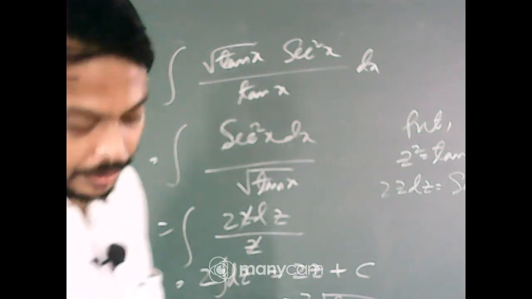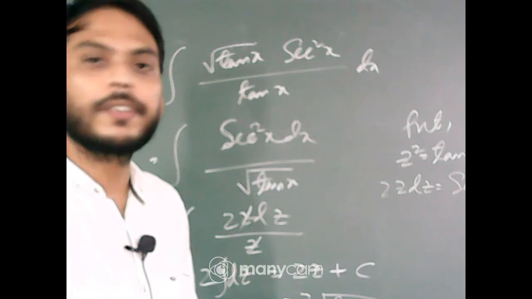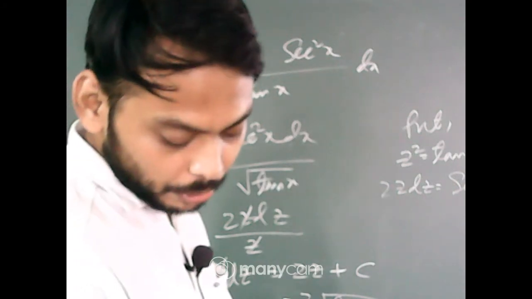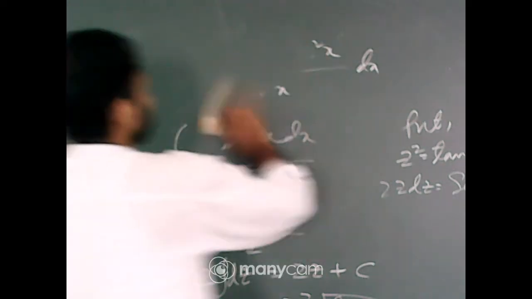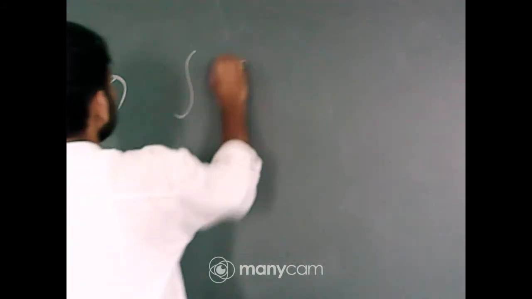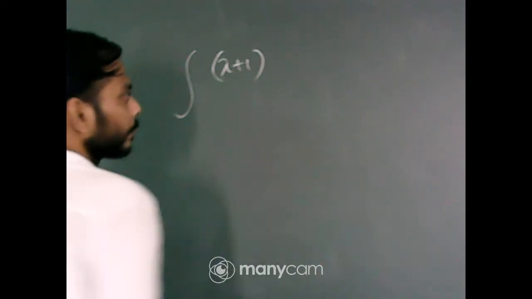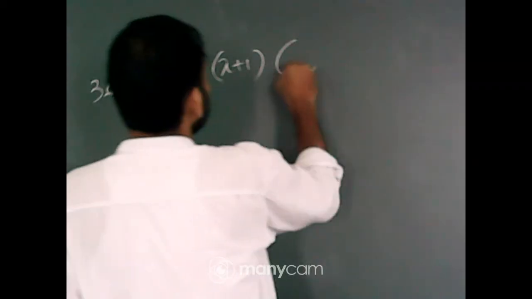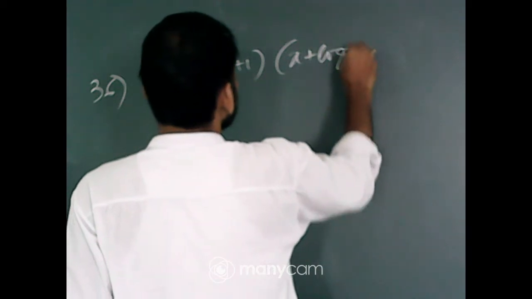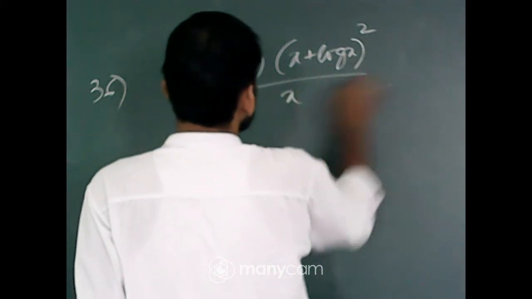Okay. So you know that 35 was done in the previous class. So move on to question number 36. Integration of x plus 1 into x plus log x whole square by x dx.